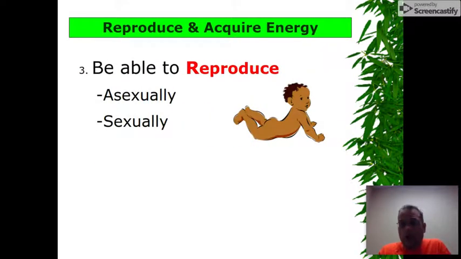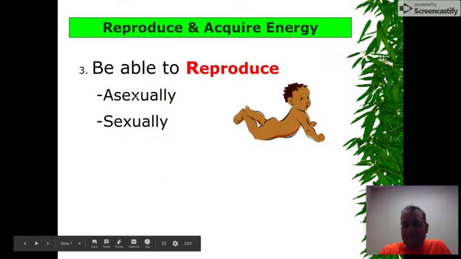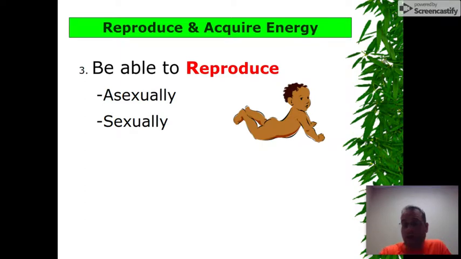Reproduce and acquire energy. So to be able to be considered living, as far as we know, you must be able to reproduce. So one would be asexually. The other one would be sexually. There are 2 different ways to reproduce. And we're going to talk a little about that in a second.